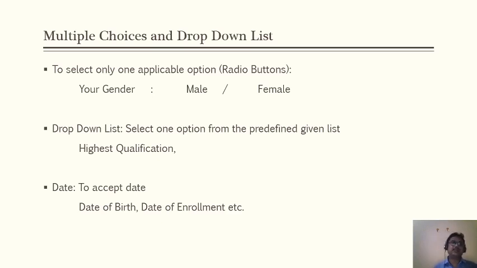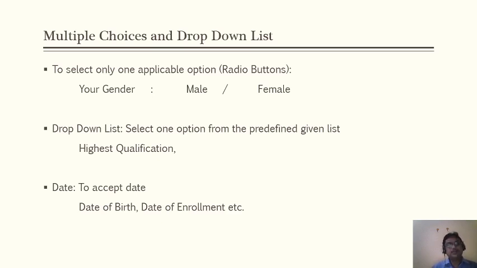But in the case of radio buttons, multiple choices, the user may select only one applicable answer at a time. Then we have a drop down list. In the case of multiple choices, we have a number of choices and the user may select multiple. In the case of checkboxes, the user may select multiple options. In the case of multiple choice, the user may select only one appropriate answer.